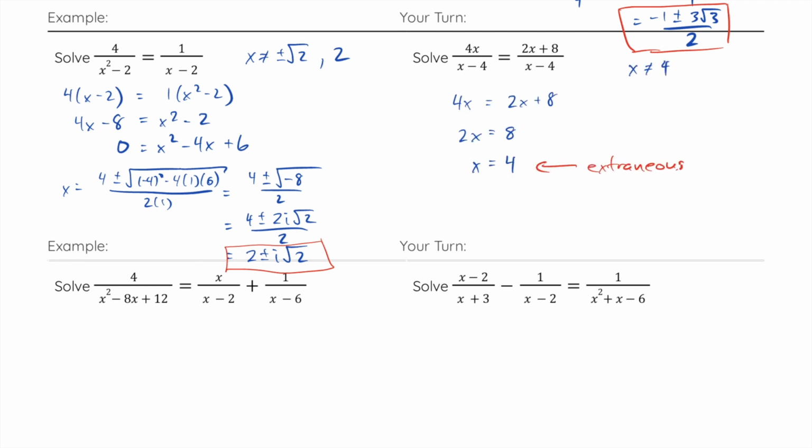So as you can see here, we get x equals 4, but in the beginning we should have had x cannot equal 4. X is one of our excluded values. So in fact, this is extraneous. So in fact, there are no solutions to that equation.